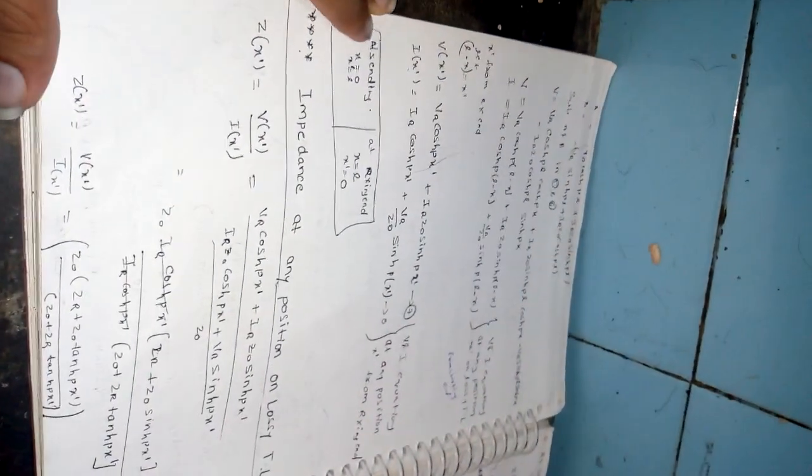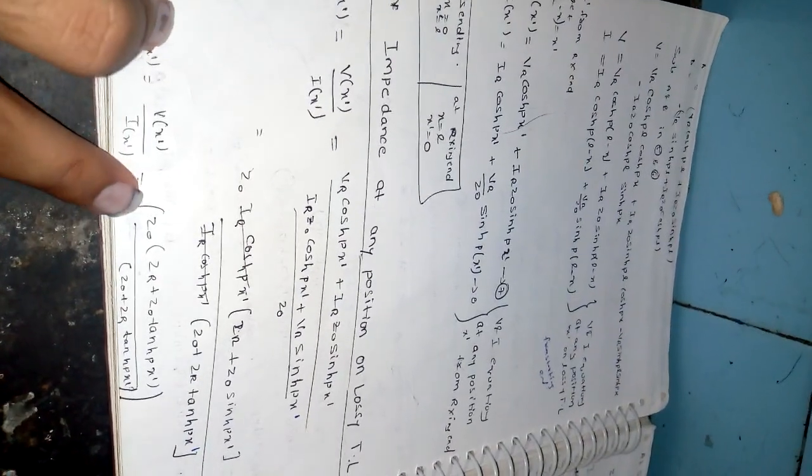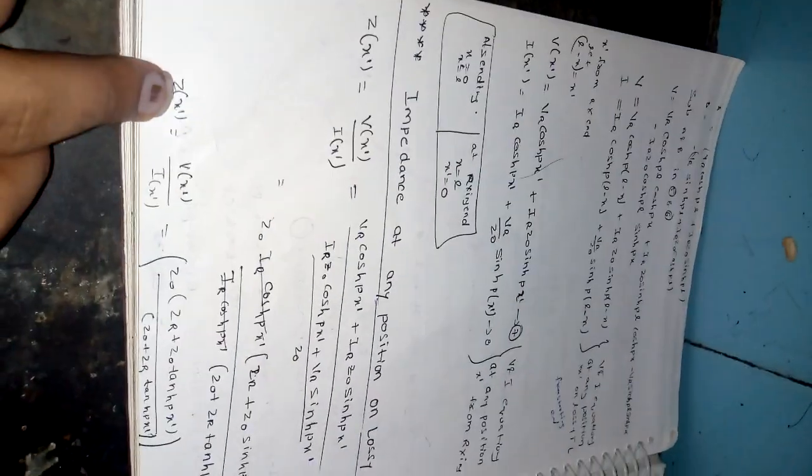Impedance at any position on a lossy transmission line. Zx' equal to Vx' by Ix'. We know Z equal to V by I. The impedance at any position x' on a lossy transmission line is given by Zx' equal to Z0 times (Zr plus Z0 tanh γx') divided by (Z0 plus Zr tanh γx').